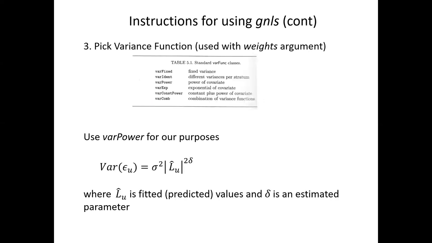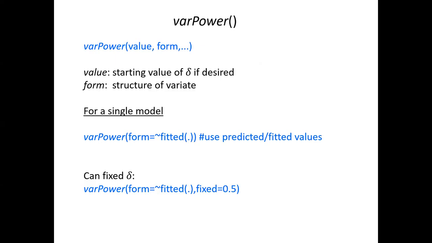So once you do that, you have to pick the variance function, and there's a number that they provide, but for our purposes, and it seems to be the correct functional form, is using this variance power function, which I just showed you back in the other slide. So the variance is changing as a function of the predicted values or the fitted values raised to theta here, which is an estimated parameter. So in the model, which we'll get to, this is the form for the variance power. You can provide starting values in the value argument.